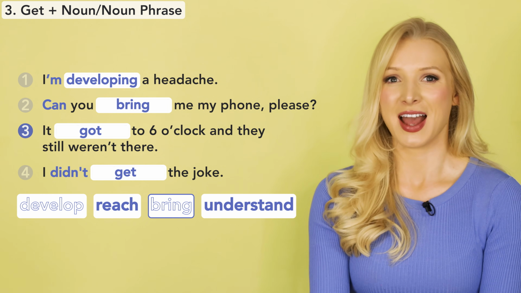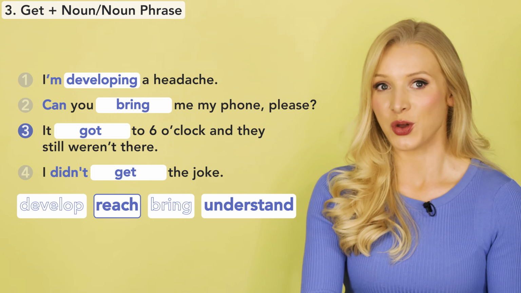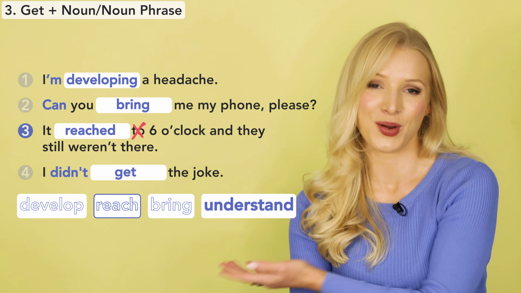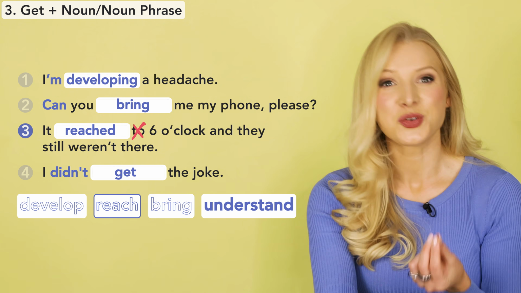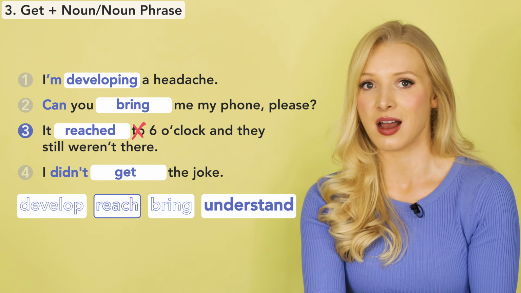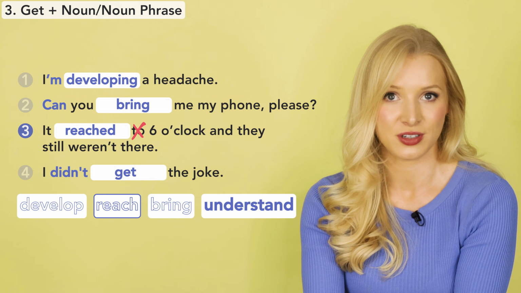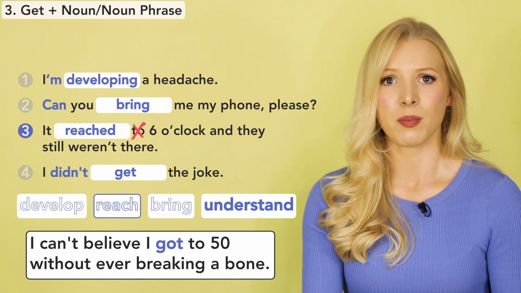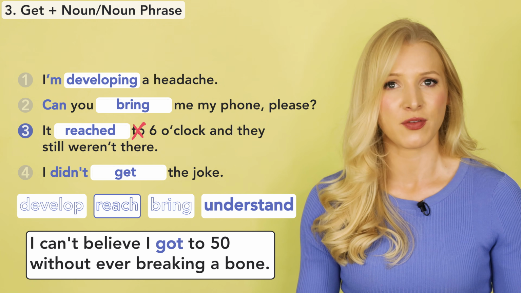Number 3, we have reach. It got to 6 o'clock and they still weren't there. It reached 6 o'clock and they still weren't there. Get to can mean reach as in reach a time or reach a stage. Notice that in the example sentence, it was got to, but just reach on its own without a preposition. Another example, I can't believe I got to 50 without ever breaking a bone.